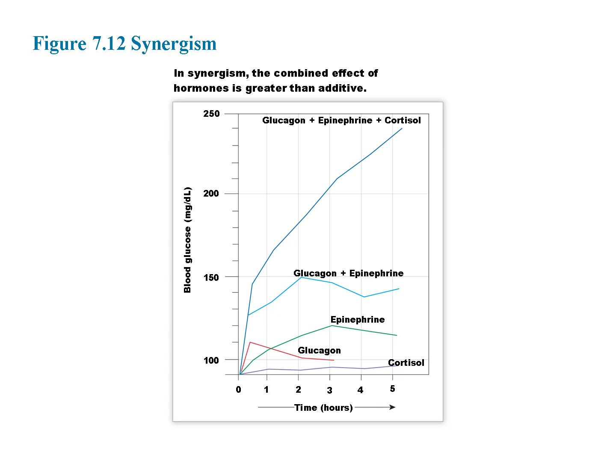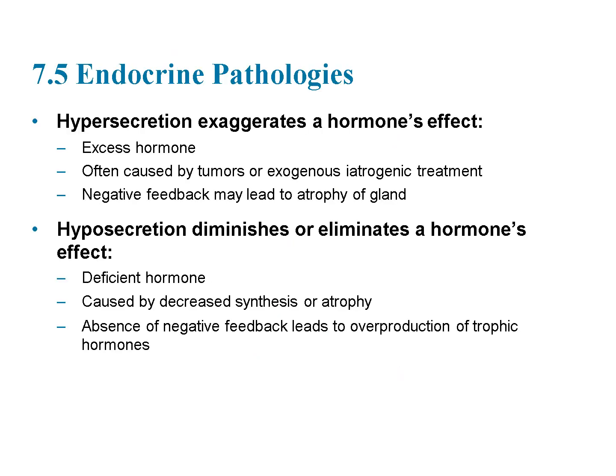This demonstrates how synergistic interactions between hormones can amplify physiological responses, ensuring the body can meet increased energy demands during stress or fasting. Endocrine pathologies arise when there are disruptions in hormone secretion, leading to two primary conditions: hypersecretion and hyposecretion. Hypersecretion refers to an excessive release of hormones. This exaggerates the hormone's effects, often caused by tumors or medical treatments. Over time, negative feedback mechanisms can lead to the shrinking or atrophy of the hormone-producing gland.